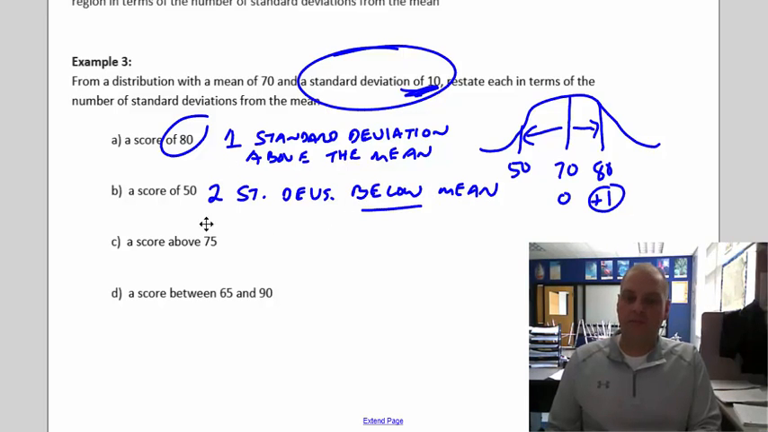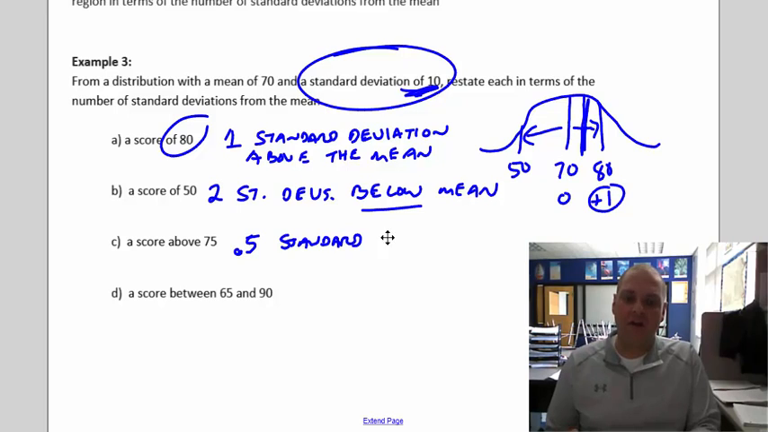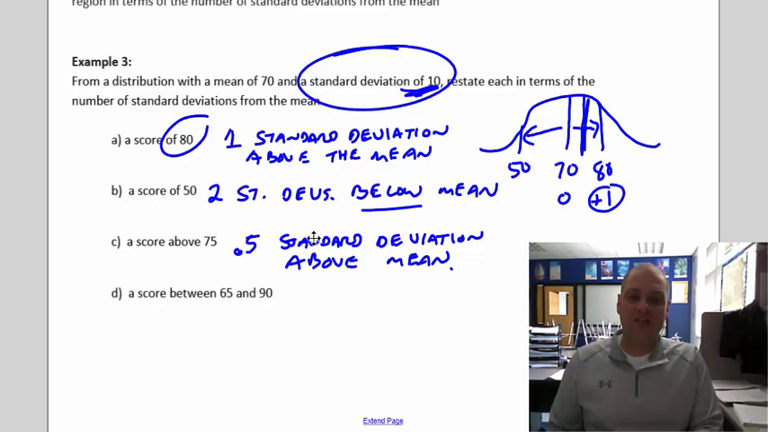Okay, below the mean. How about 75? Well, 75 is above, obviously. 75 is right here. And it's not a full deviation. It's halfway to 80. 80 was a full deviation, 1 deviation. So 75 is halfway there, right? So we'd call that 0.5 standard deviations, a half, right? It's a half of a deviation. Half of a standard deviation above the mean. Okay? Half a standard deviation above the mean.